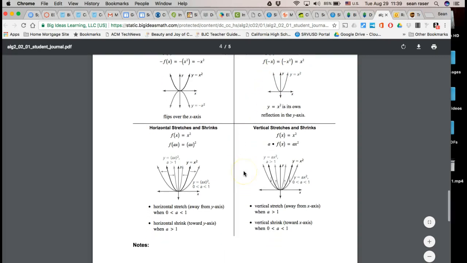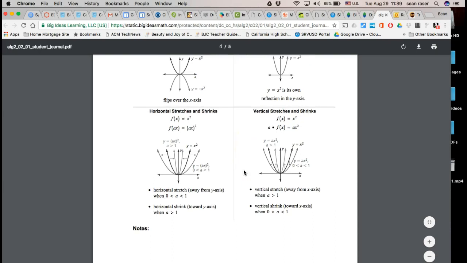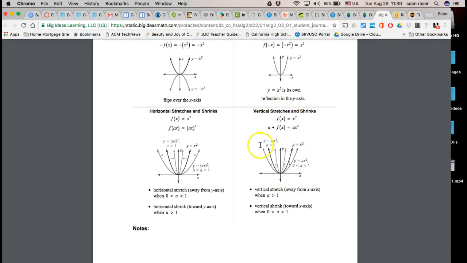Now when it comes to horizontal and vertical stretches and shrinks, again, exact same thing. Let's look at vertical shrinks first. Remember, vertical stretches and shrinks are either pulling your graph up or pushing it down. A vertical stretch is if you pull your graph up away from the x-axis, and a vertical shrink is if you're pushing it down towards the x-axis. Because this is a vertical transformation, it involves making a change to the entire function. So this is where you're multiplying your entire function by a constant.